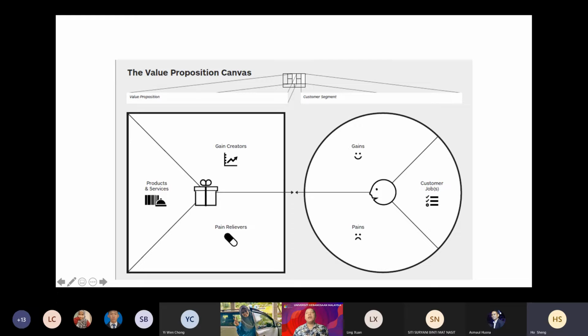Okay, good question. The question will be, which one is better, general or niche? There will be no right or wrong answer. But if you start from niche, where you have a very niche market and you are very focused, then you can concentrate on that.